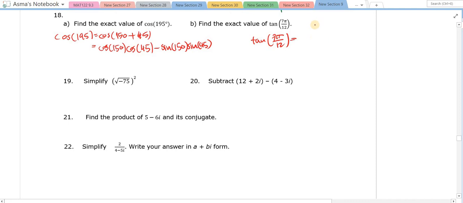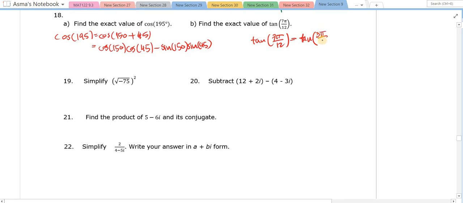7 pi over 12 is not on the unit circle, so we're going to try to split it into two angles, such that the sum or the difference is going to be angles that we already know. So tangent, I know 7 is 3 plus 4, and the reason why I chose 3 plus 4 instead of 5 plus 2 is because 3 and 2 are factors of 12, so I can reduce the fraction later and come up with an angle that works.